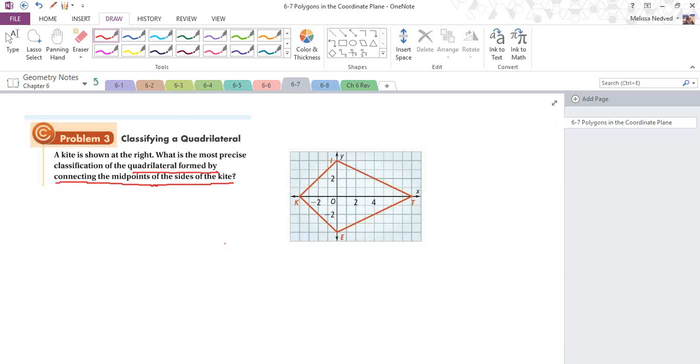So let's start by making that quadrilateral. We're going to make it by connecting the midpoints, so we need to find the midpoints to get started. And again, I'm just going to start by jotting down the midpoint formula.